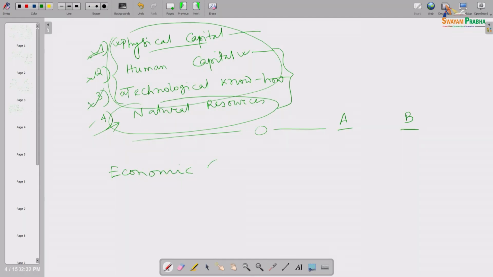After these four factors, there is another section, called economic growth and public policy. As we told you, in the macroeconomics portion of this course we are selectively covering important concepts. So, in this particular chapter, from this section onwards, whatever is there in your book, we are not covering. Before this section, whatever is there in this chapter, we are covering.